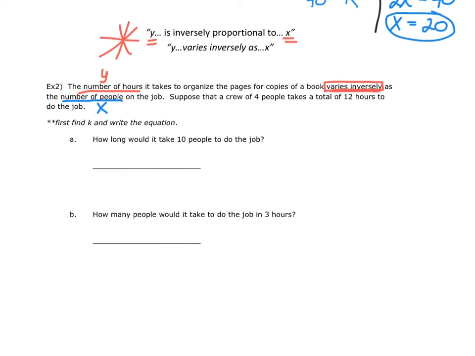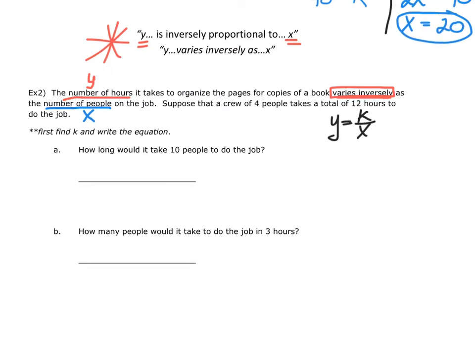So setting it up, we know it's inverse variation, so we know it's going to be y equals k over x. We know certain pieces of information: 4 people, and that's going to be the x, take 12 hours, and hours was the y value. So then we just plug in our information. Y is 12. We don't know the constant, but we do know the x is 4 people.